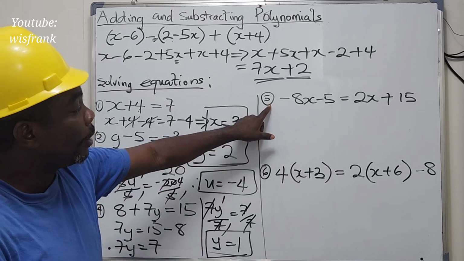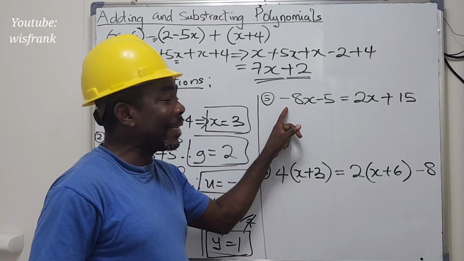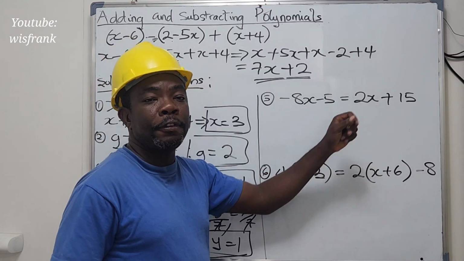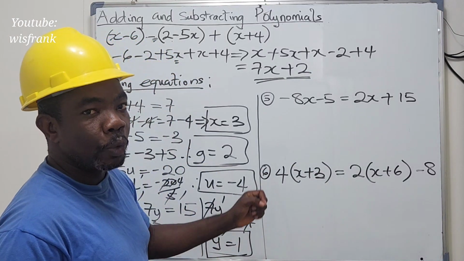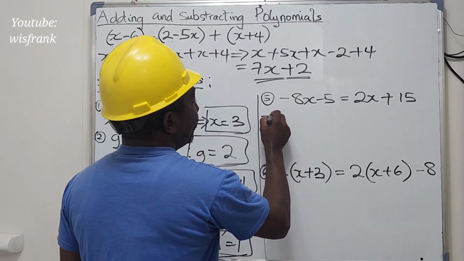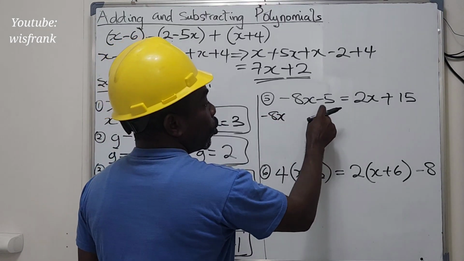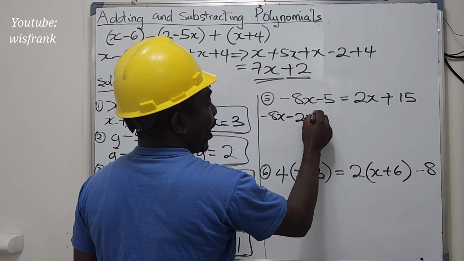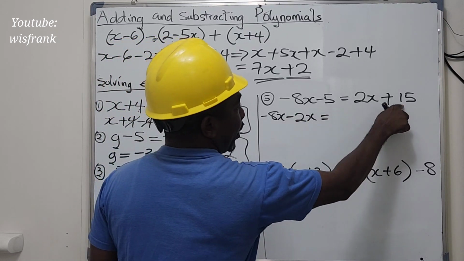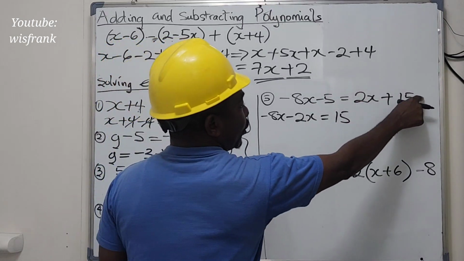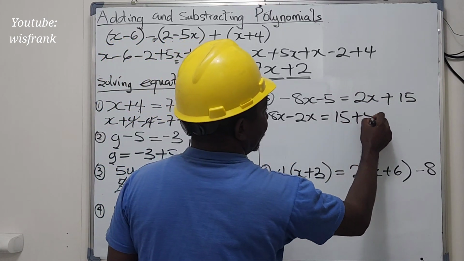So the next one, number 5, we have minus 8x minus 5 equals 2x plus 15. First of all, in this equation, we need to collect like terms. So here we have minus 8x. We need to transpose this 2x to this other side, that will become minus 2x. Then equals, we bring this, which is 15. Transposing minus 5 to this other side, it will become plus 5.